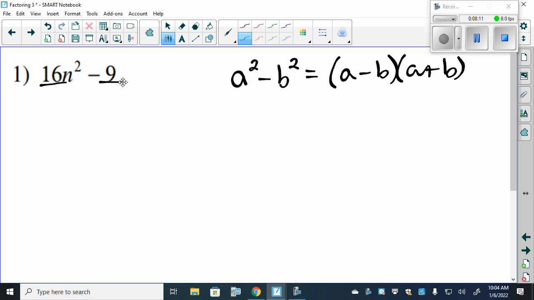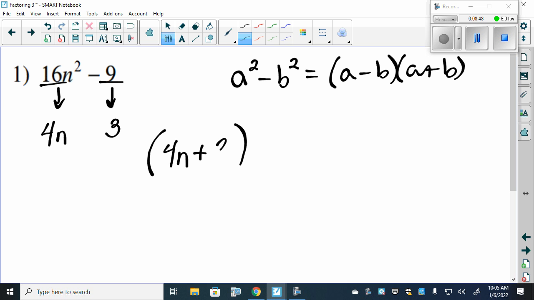So could we take the square root of 16n squared? And what would the square root of 16n squared be? 4n. And what would the square root of 9 be? 3. So we can take the square root of both terms, yes? Or essentially what we're saying is that both of those terms, 16n squared and 9, are perfect squares, and they are being subtracted. So this would be the difference of perfect squares, which means this here would factor to 4n plus 3 times 4n minus 3.